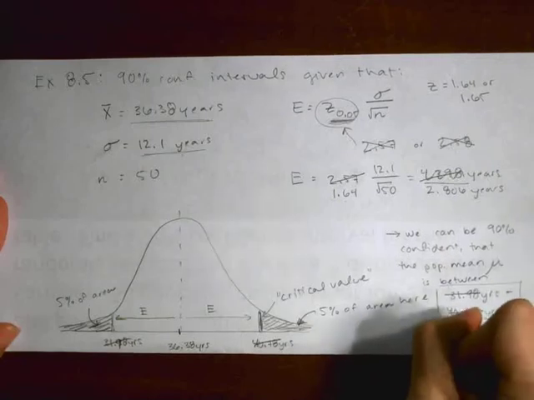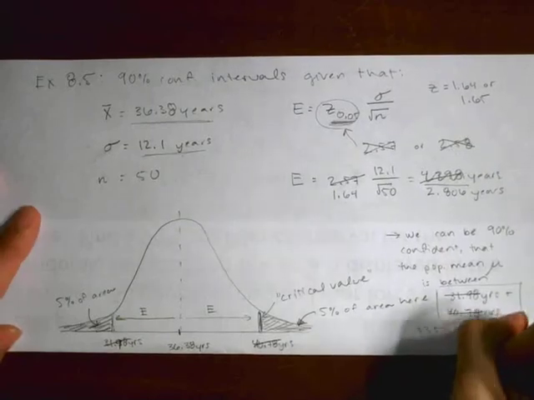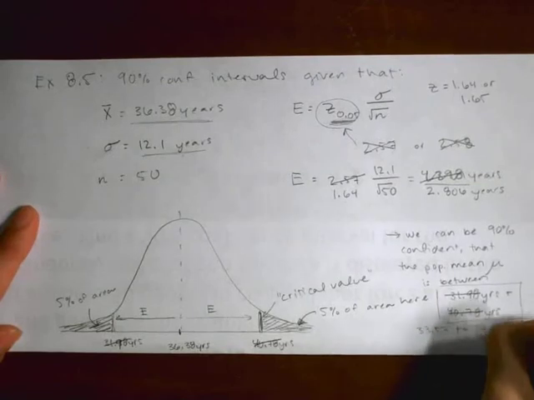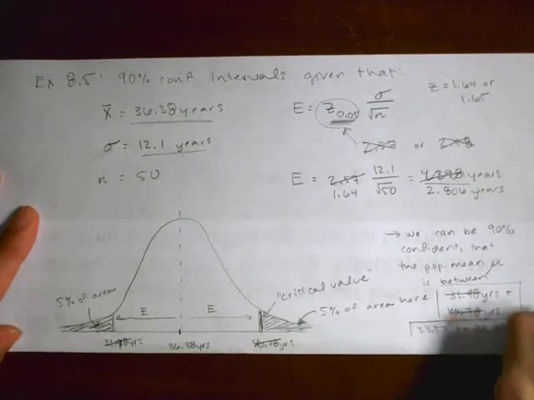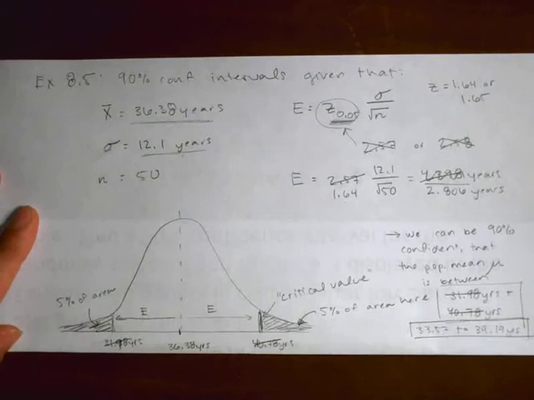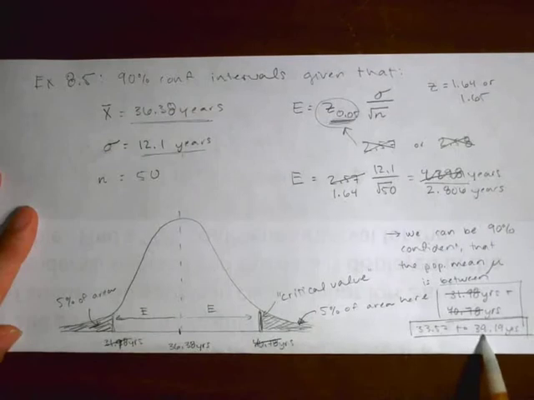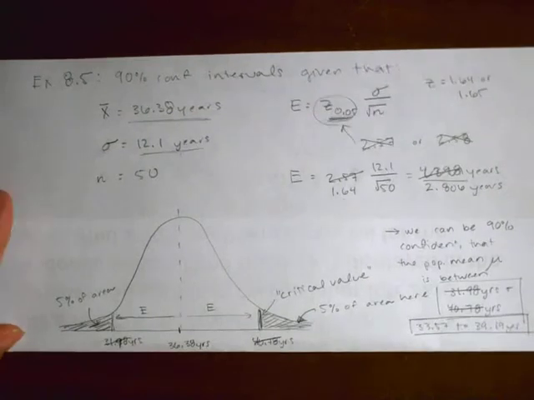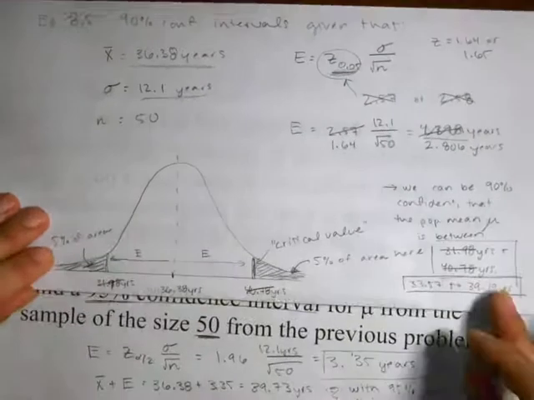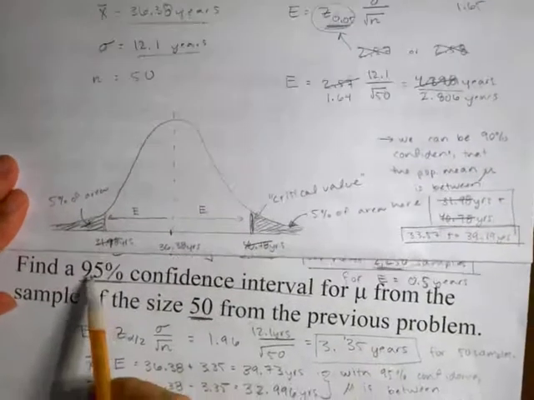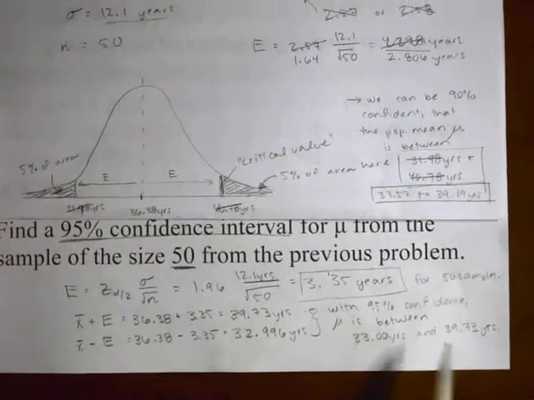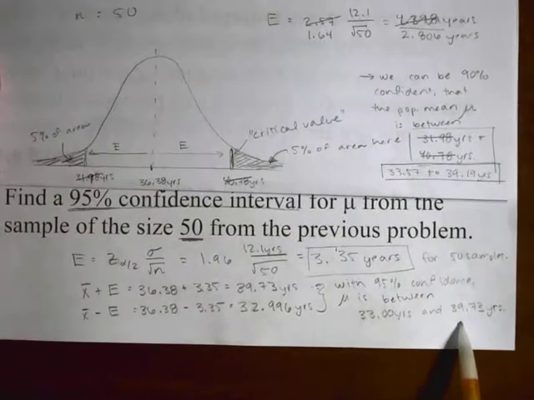This will be from 33.57 to 39.19 years. Okay, so my 90% confidence interval is between 33.6 and 39.2. And my 95% confidence interval is bigger. It's between 33 and 39.7, just like I expected. Okay, so let's move on from there.